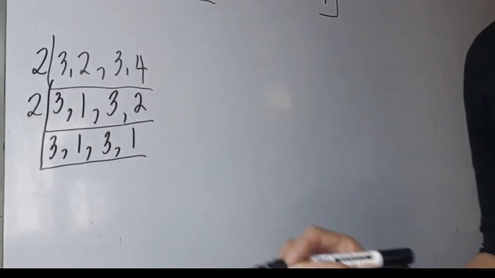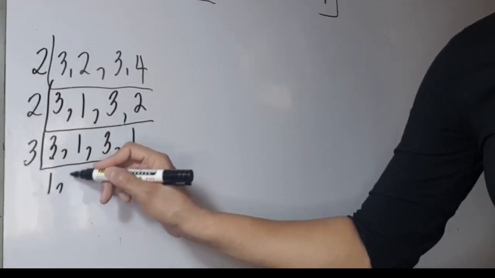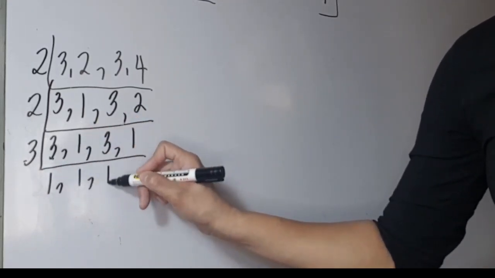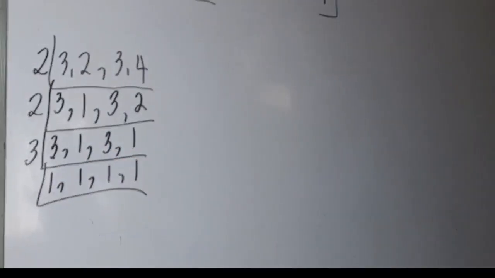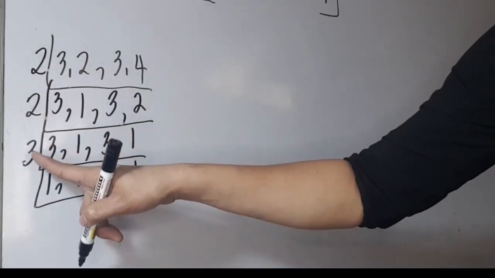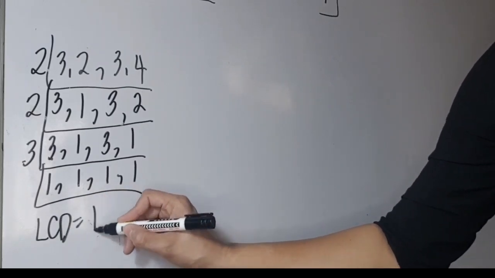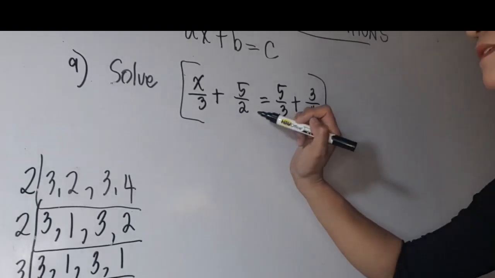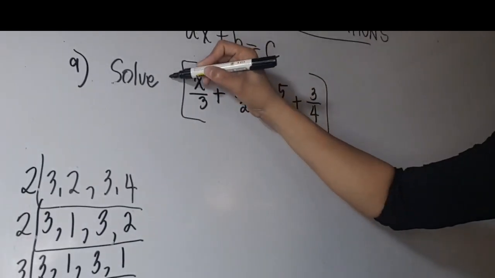Another, let's divide this by 3. 3 divided by 3 is 1. This is 1, 3 divided by 3 is 1. Then this is 1. This is called continuous division by prime numbers. 2 times 2 is 4, times 3 is 12. So the LCD is 12. In order to remove these denominators, you multiply all the terms here by 12.